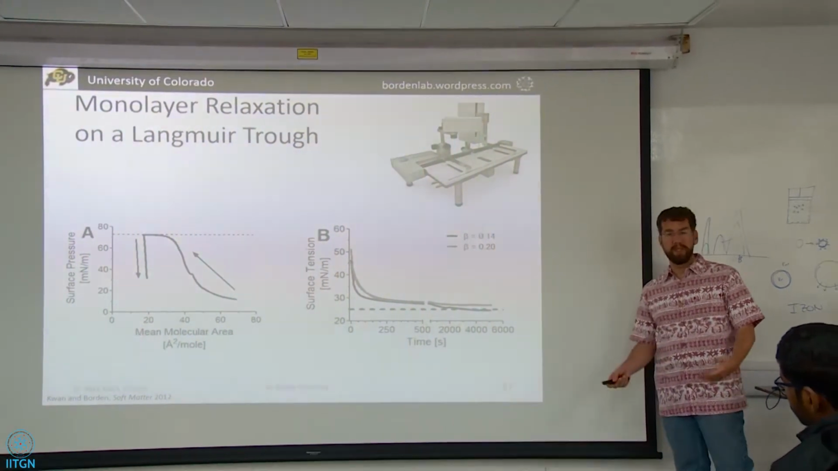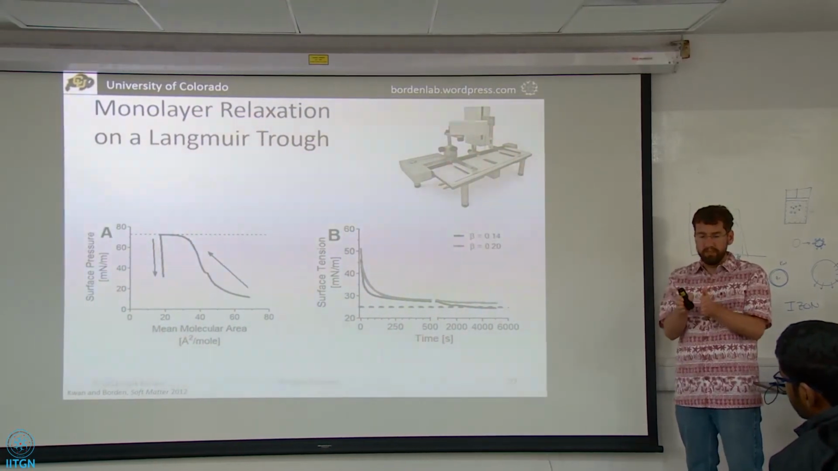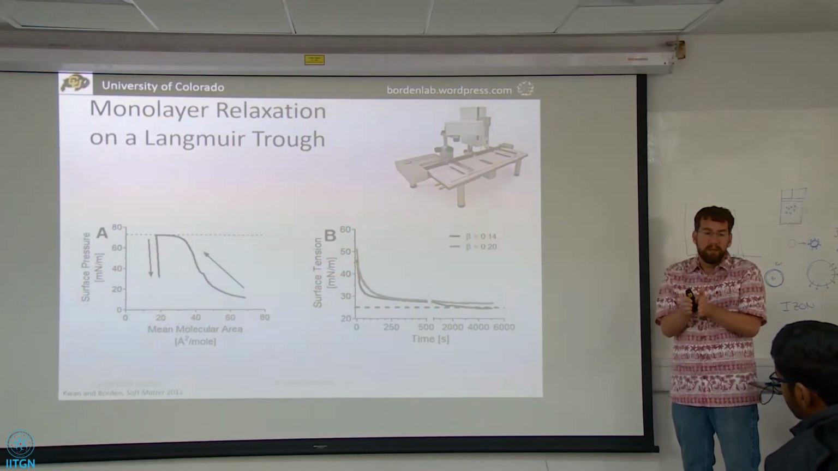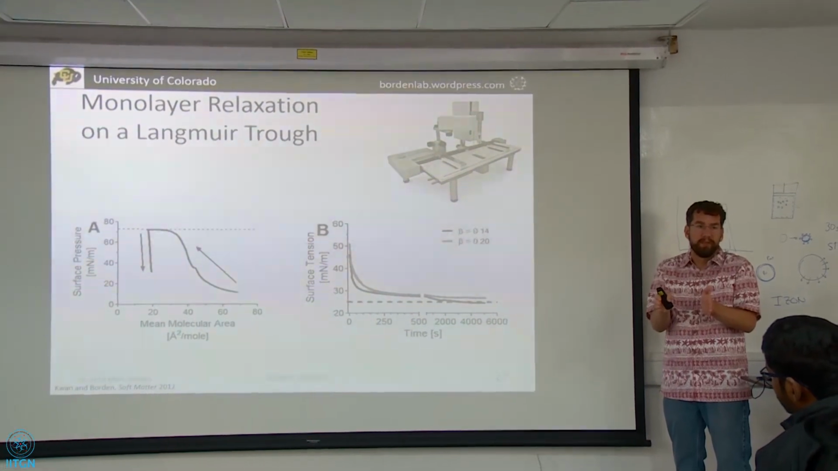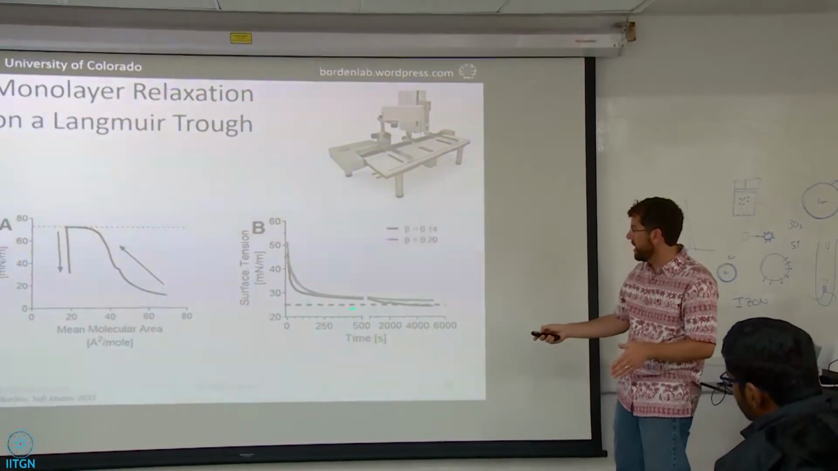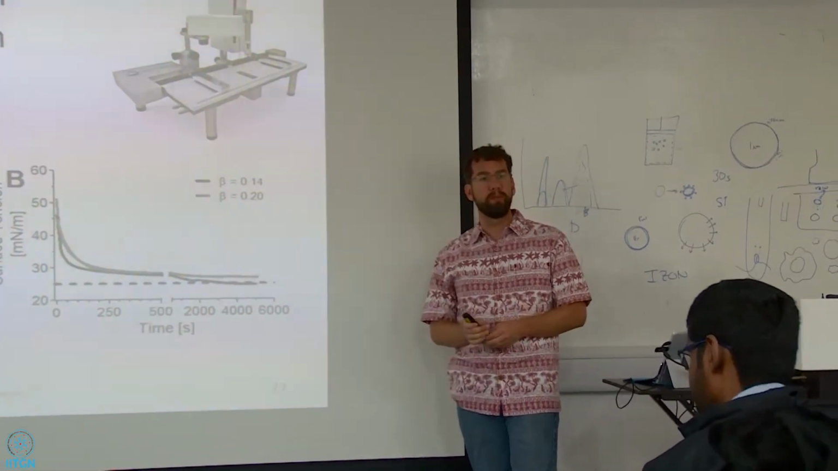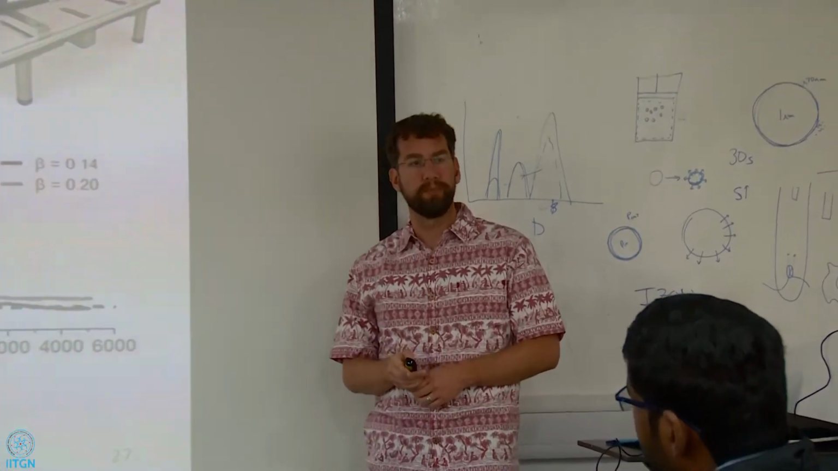So this is verification of what we saw in the bubble surface. That is, if you take a compressed monolayer of lipid and you suddenly expand it, the surface tension will jump up and then it will decay back down, to a value that's the equilibrium surface tension of about 25 millinewtons per meter.